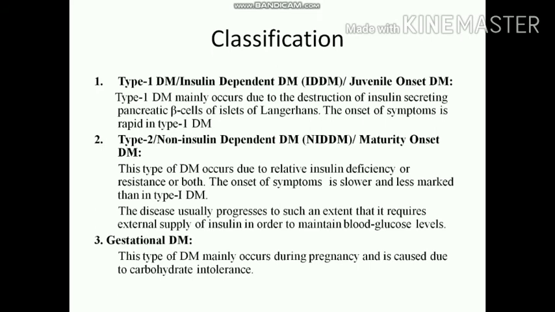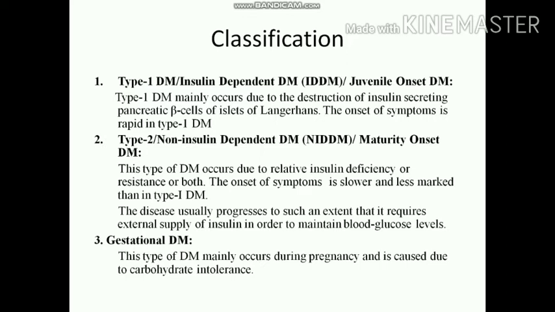Next is the classification. We can classify diabetes into three types. First one is type 1 diabetes, which is also called insulin dependent diabetes and juvenile onset DM. Next one is type 2 diabetes, which is also called non insulin dependent DM or maturity onset DM, and third one is gestational DM.